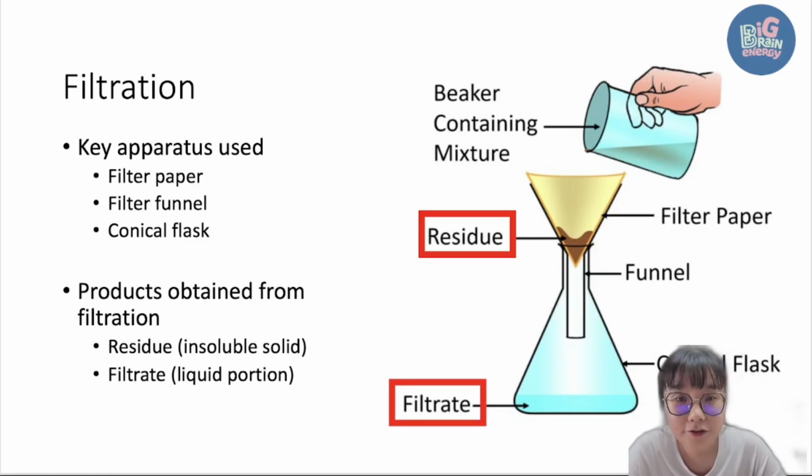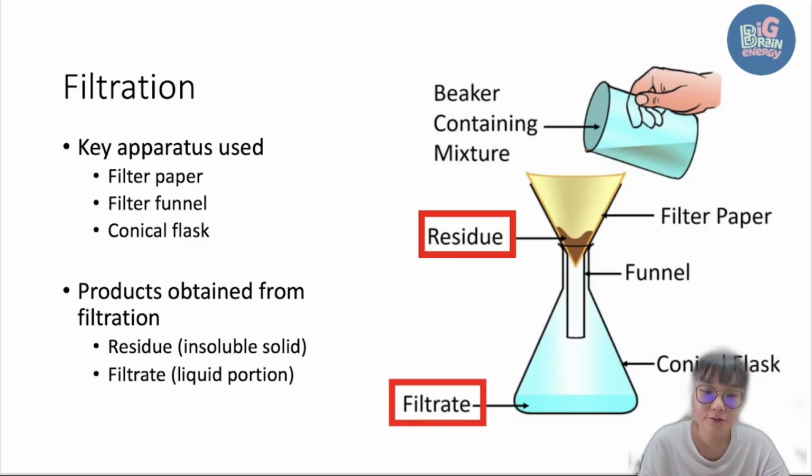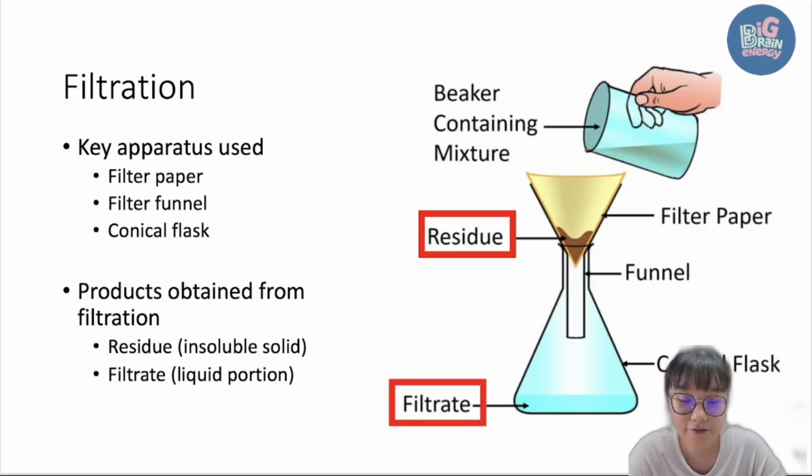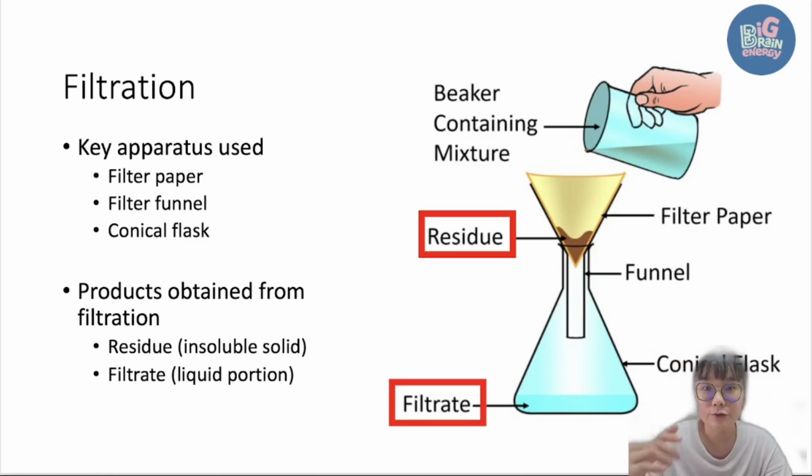A few keywords for filtration that you need to use extensively when you're talking about it is obviously the apparatus. First, we need to be familiar with filter paper, filter funnel, and a conical flask, as well as the products that will be obtained from the filtration. So, residue and filtrate. Residue is just the insoluble solid that will be collected on top inside the filter paper, whereas filtrate will drip down into the conical flask.